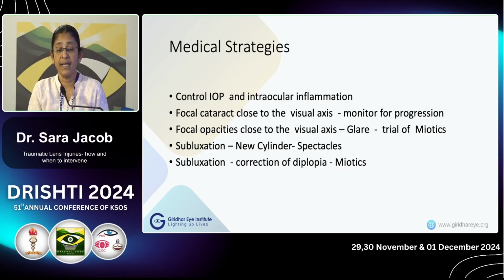Medical strategies can be tried. We have to control the intraocular pressure and intraocular inflammation. If it is a focal cataract away from the visual axis, we can monitor. If it is close to the visual axis and causing glare, we can give a trial of miotics. Subluxation of the lens can cause a new cylindrical power and the spectacles can be changed. Subluxation of the lens can cause uniocular diplopia and miotics can be tried.